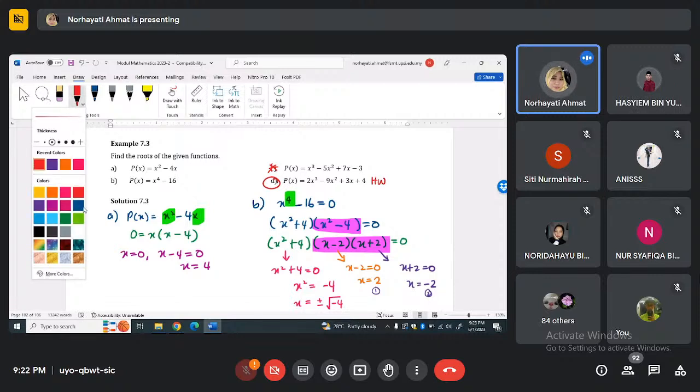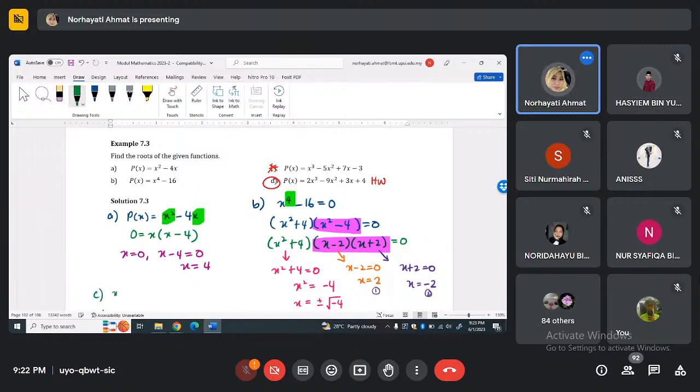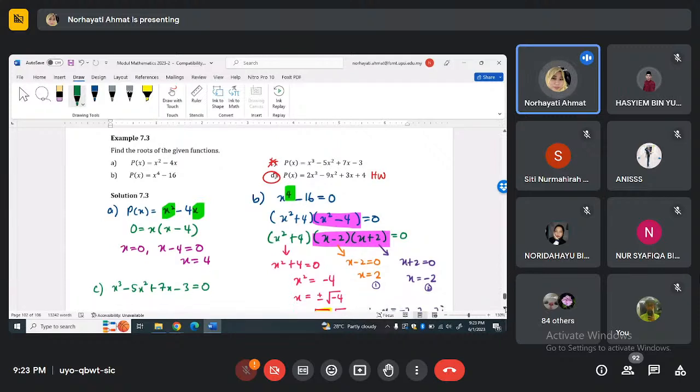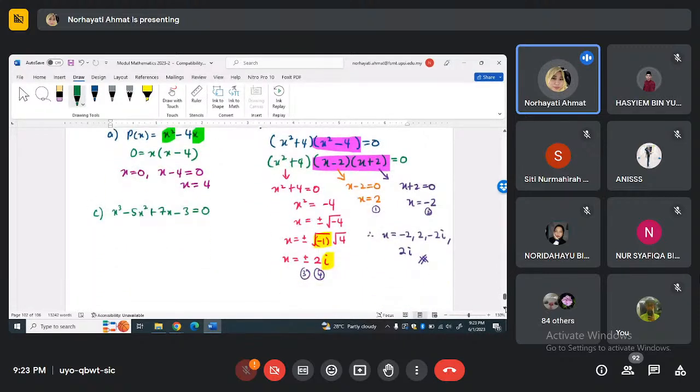So C, kita ada x cube minus 5x square plus 7x minus 3 equals to 0. Okay, so how to factorize this? Or how to find the root of this polynomial?